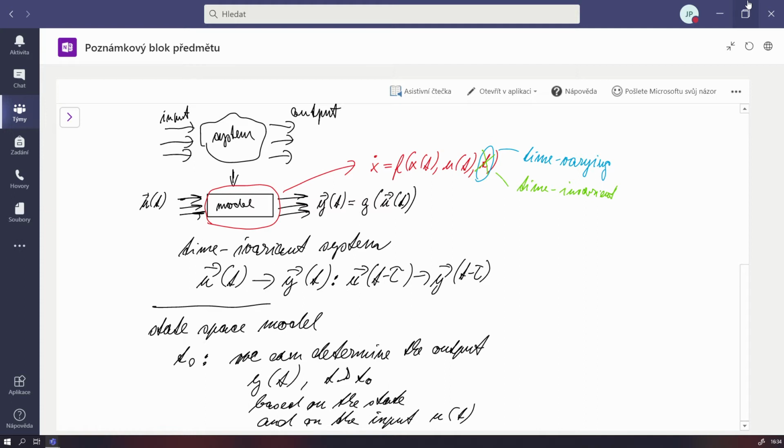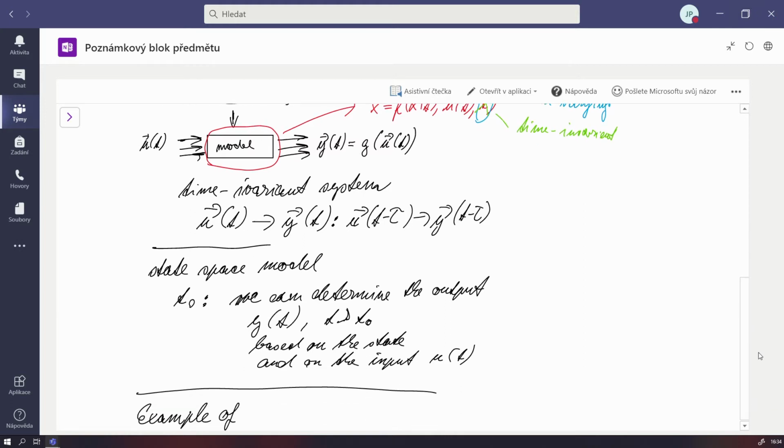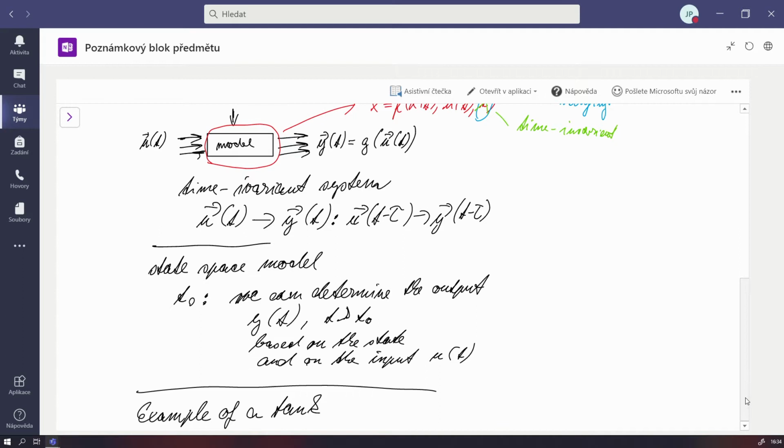We can have an example of a tank. So, let me get the picture here.